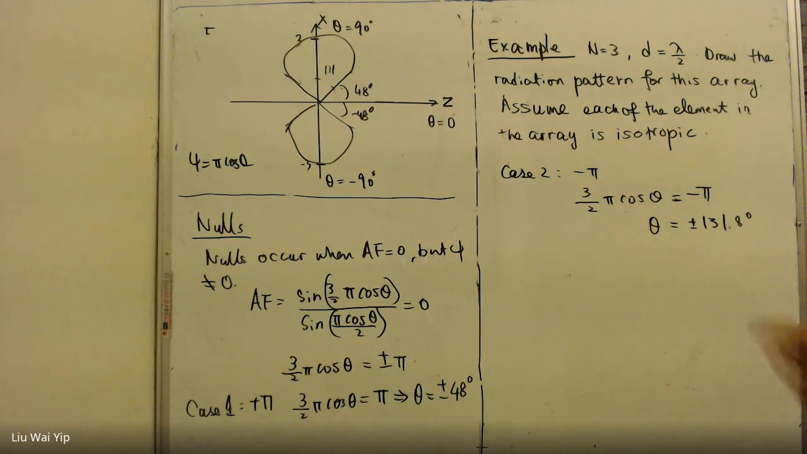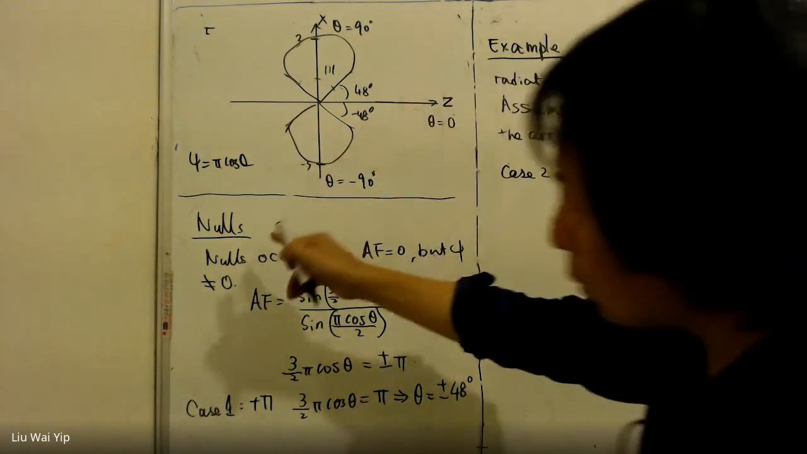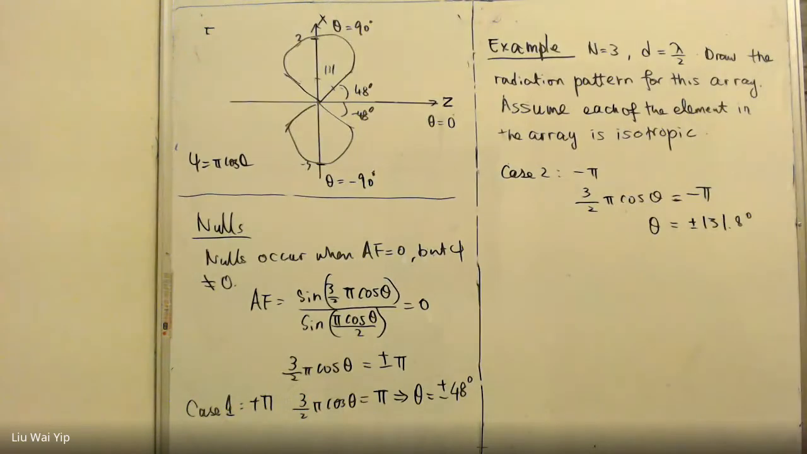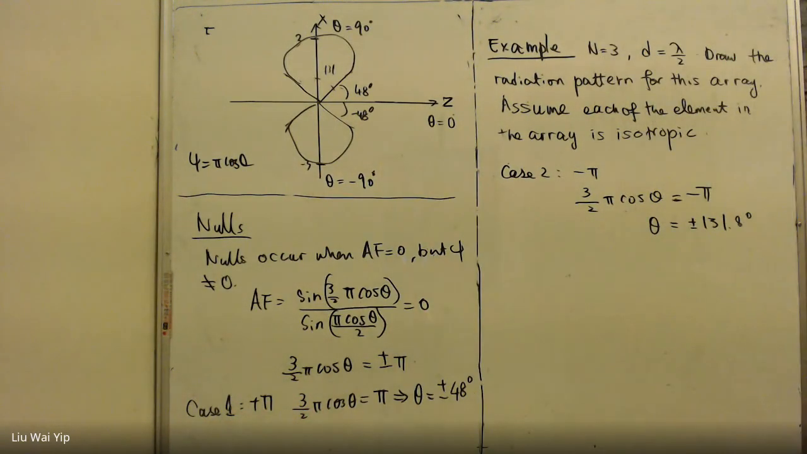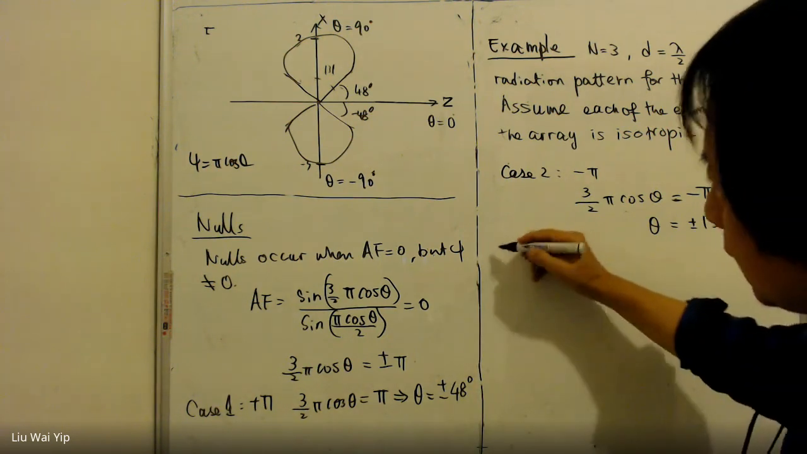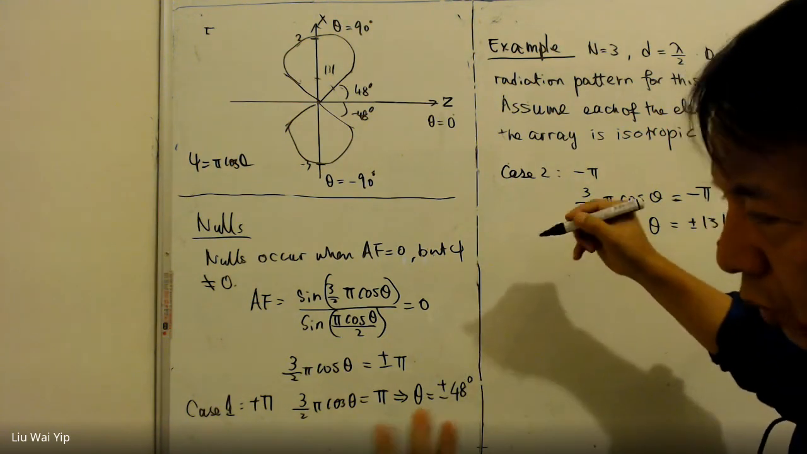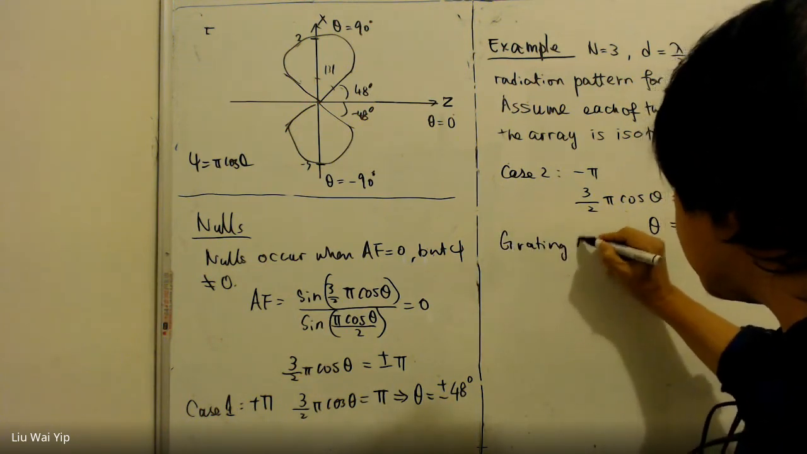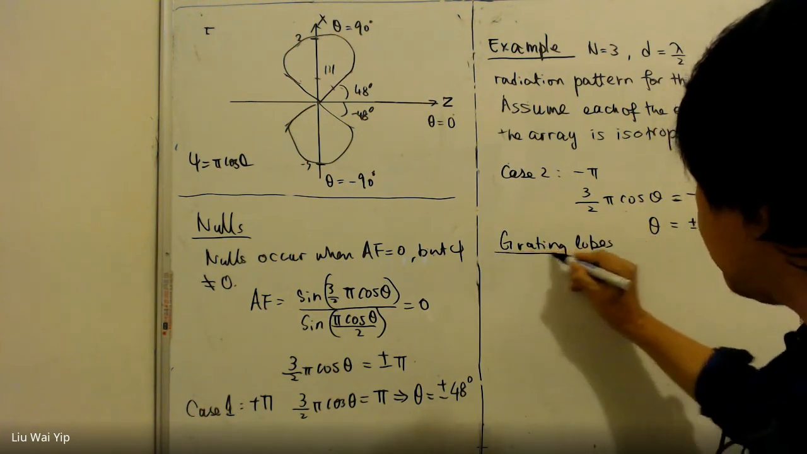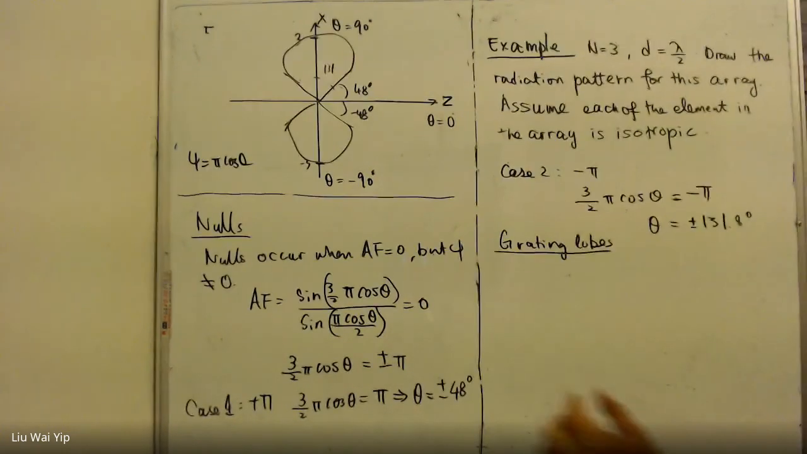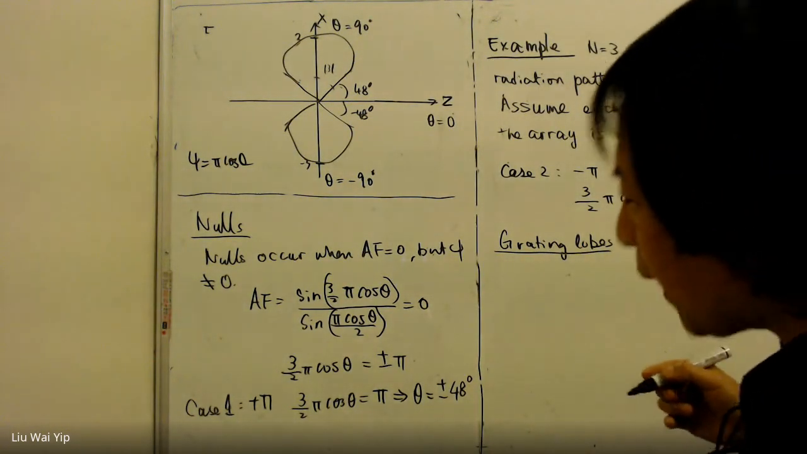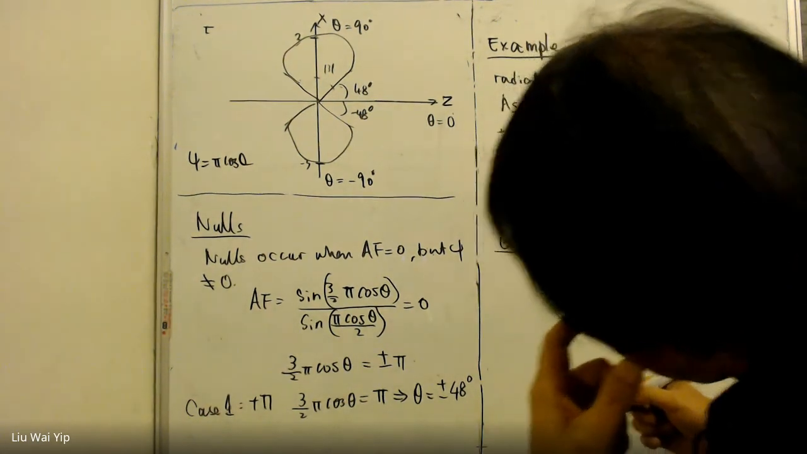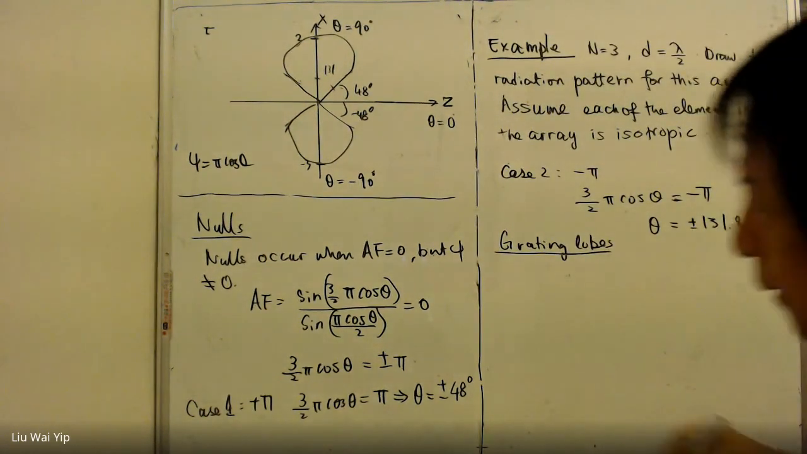But we haven't finished yet. After working out the nodes and the major lobe, you also need to find out the minor lobes. And this is what we are going to do here. The minor lobes are so-called grating lobes. And the grating lobes normally happen when this angle becomes 2 pi. And let's do it.